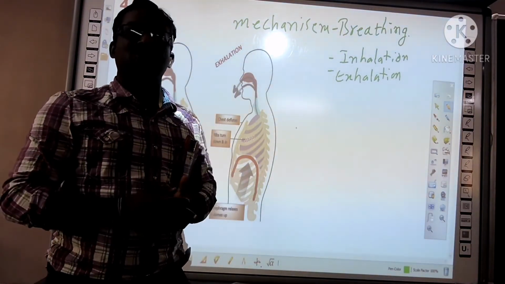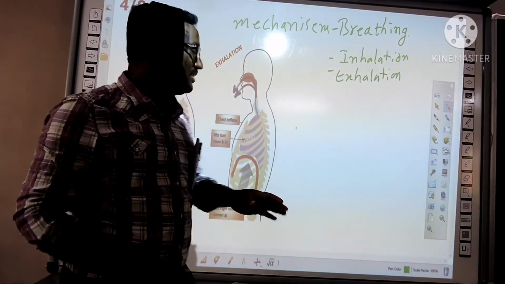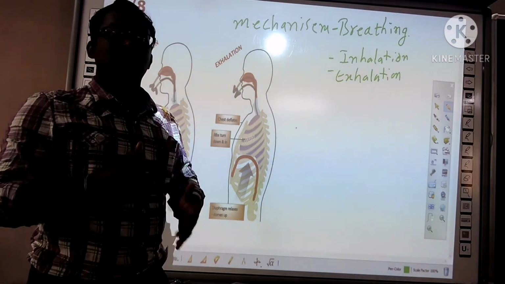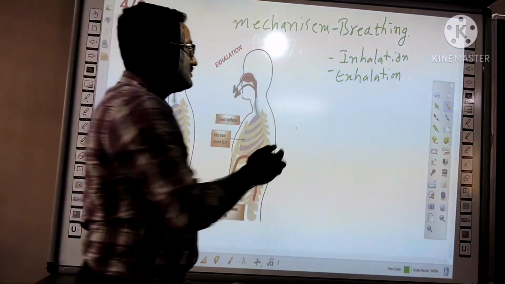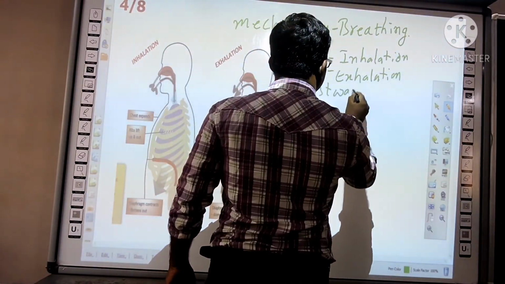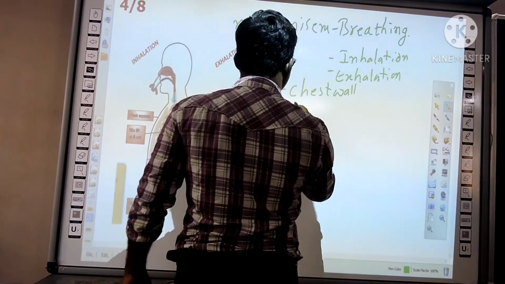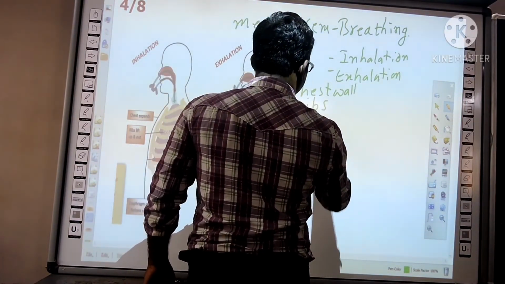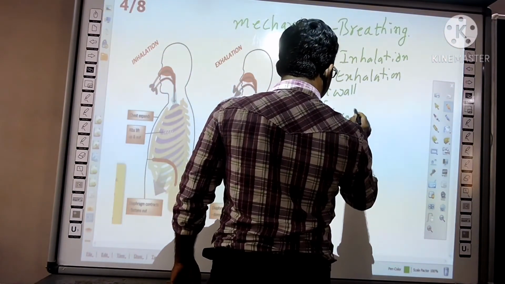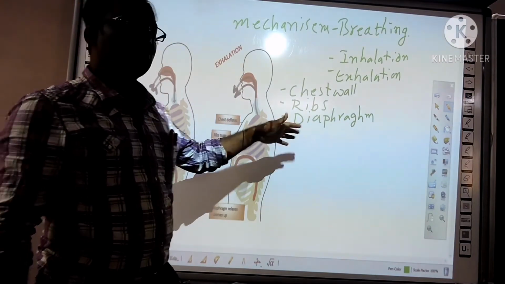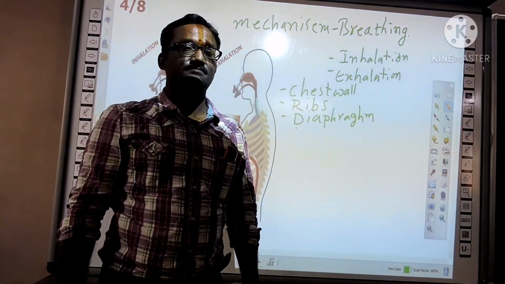So in the breathing process, the main role is played by the lungs. Along with the lungs, some more organs are also involved. Those are the chest wall, ribs, and diaphragm. So those also play an important role.